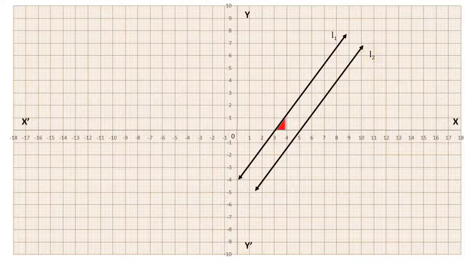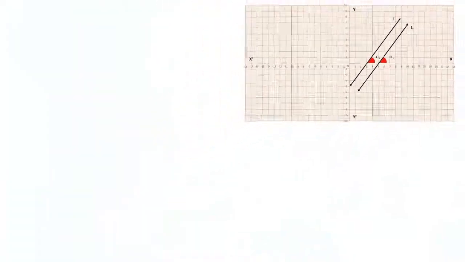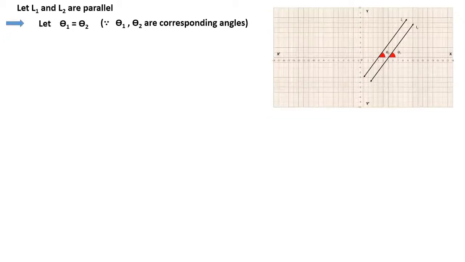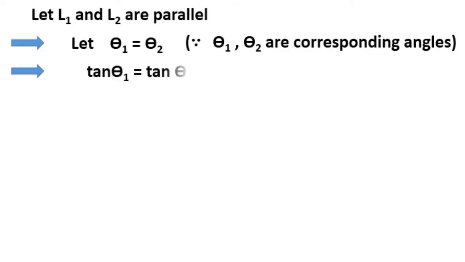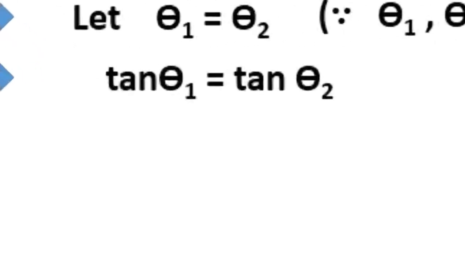The line L1 makes an angle theta 1 with x-axis and the line L2 makes an angle theta 2 with x-axis. Let L1 and L2 be parallel. Let theta 1 be equal to theta 2. Taking the tangent value, we get tan theta 1 is equal to tan theta 2.